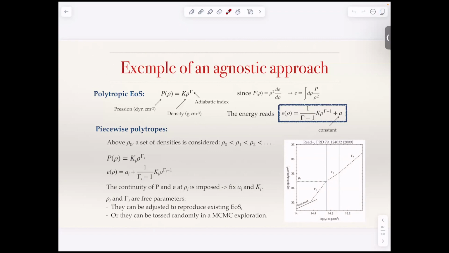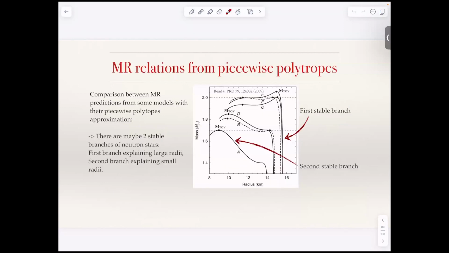So how accurate? That's a good question. And actually, maybe the next slide is a very nice transition. The next slide represents the mass and radius relation that you obtain if you take either the original equation of state, or a parameterized version, like a piecewise polytrope of this equation of state.